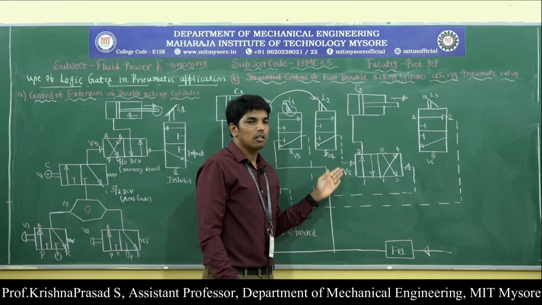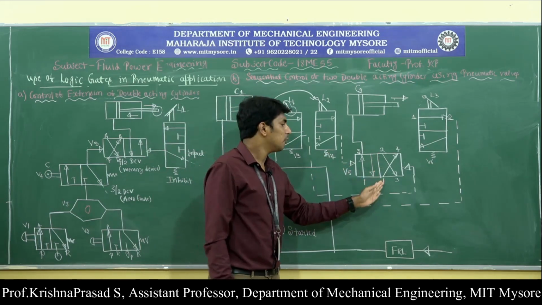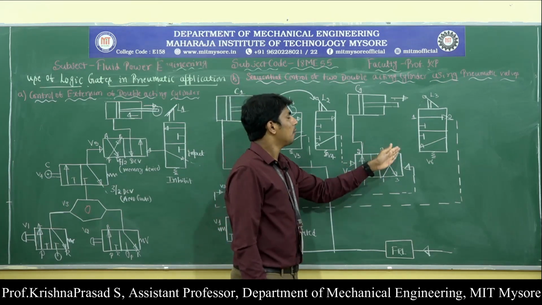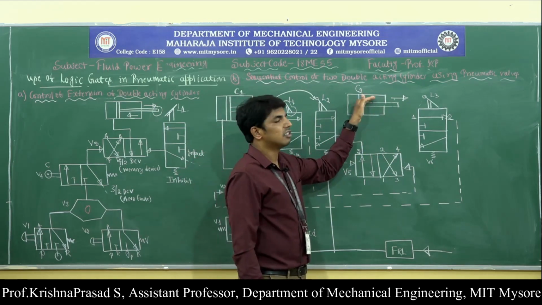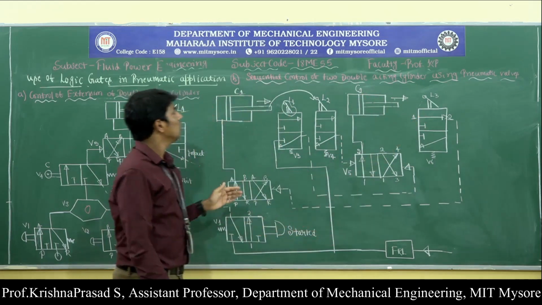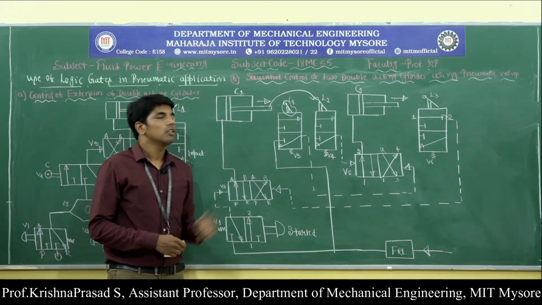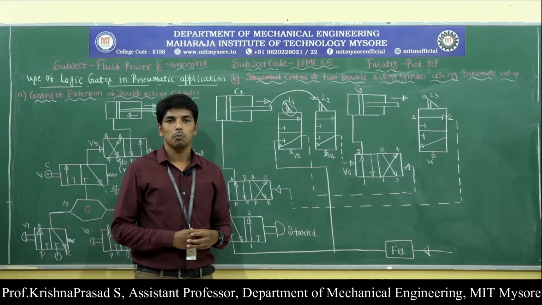This valve V5 now allows the compressed air to flow from inlet port 1 to the outlet port 4, and this will send the compressed air into the piston rod side. Then the retraction of the double acting cylinder is going to take place. So this implies the sequential control of two double acting cylinders with the extension and retraction stroke.